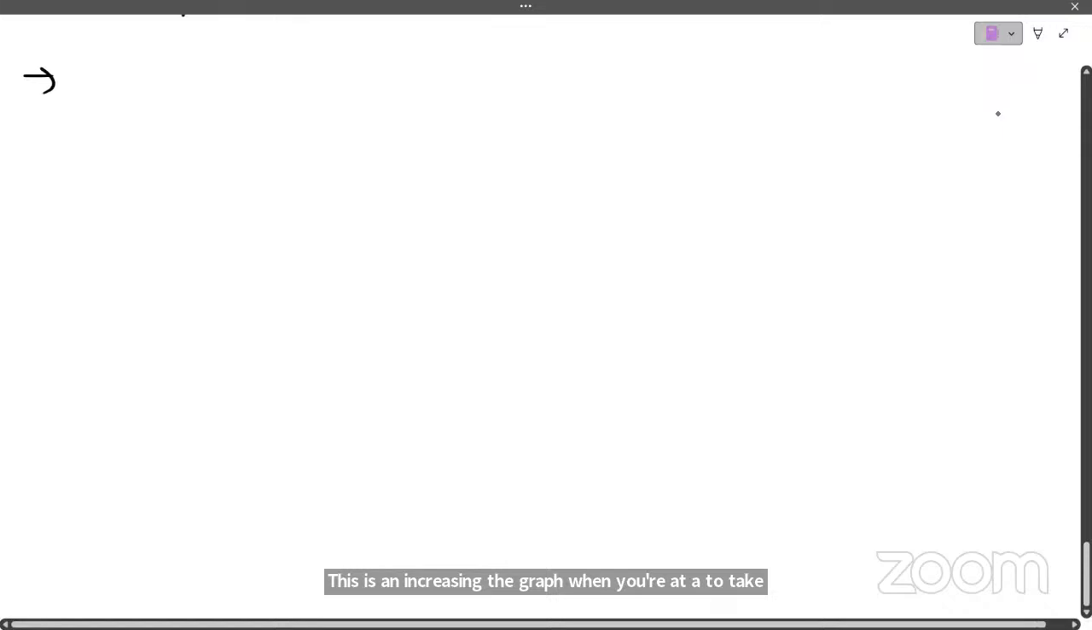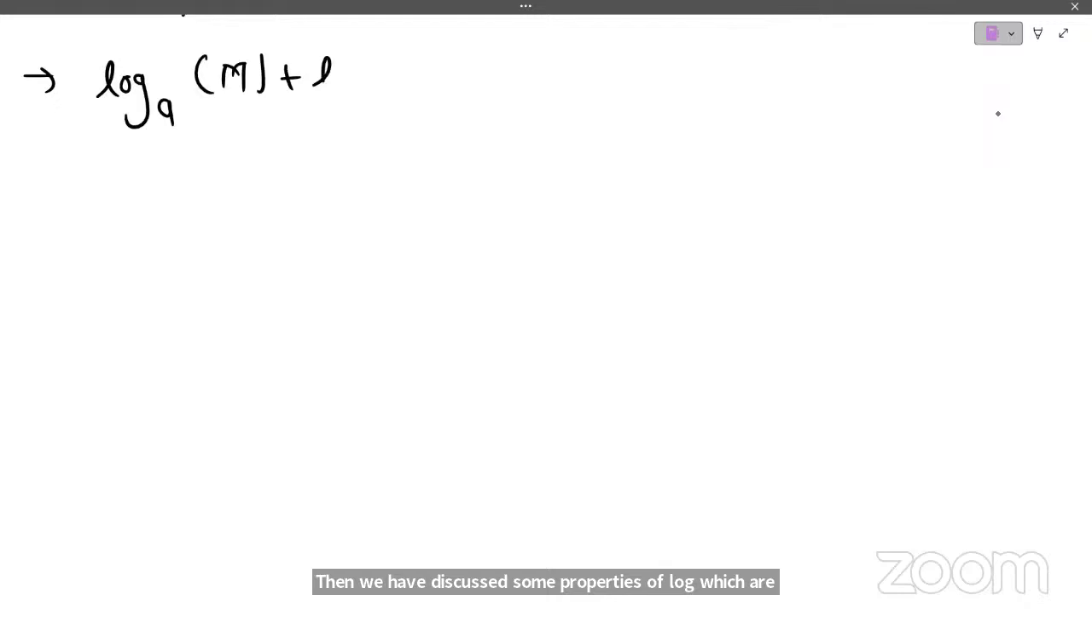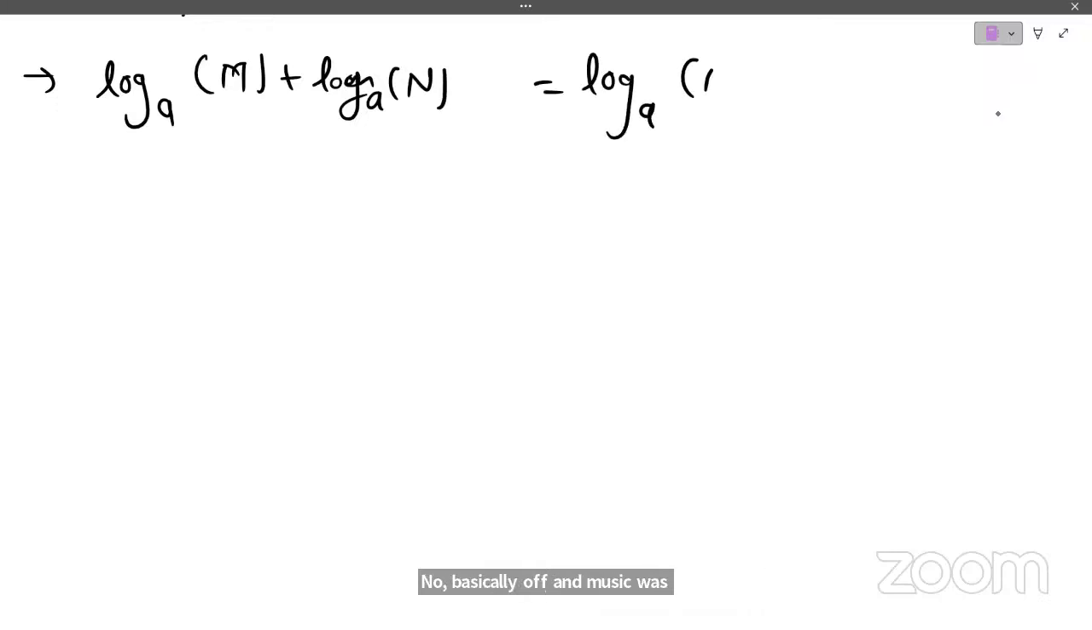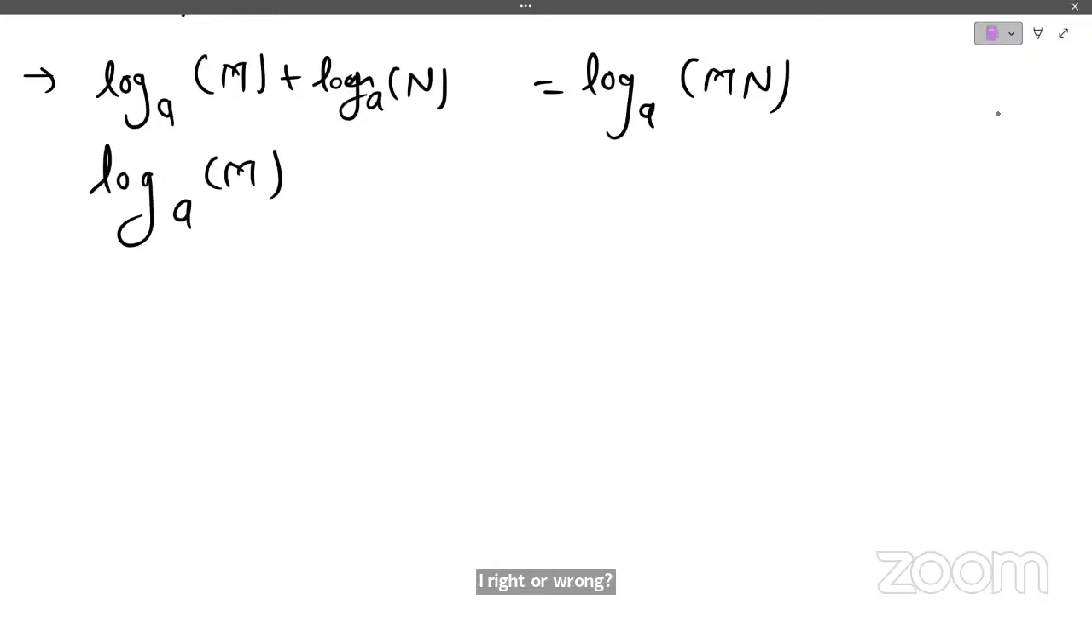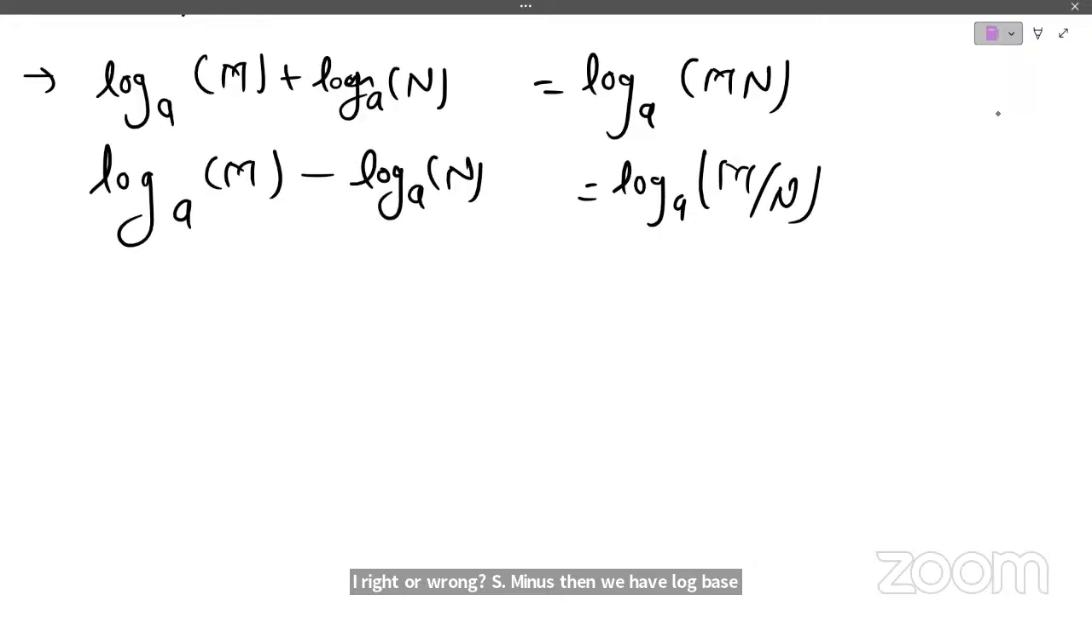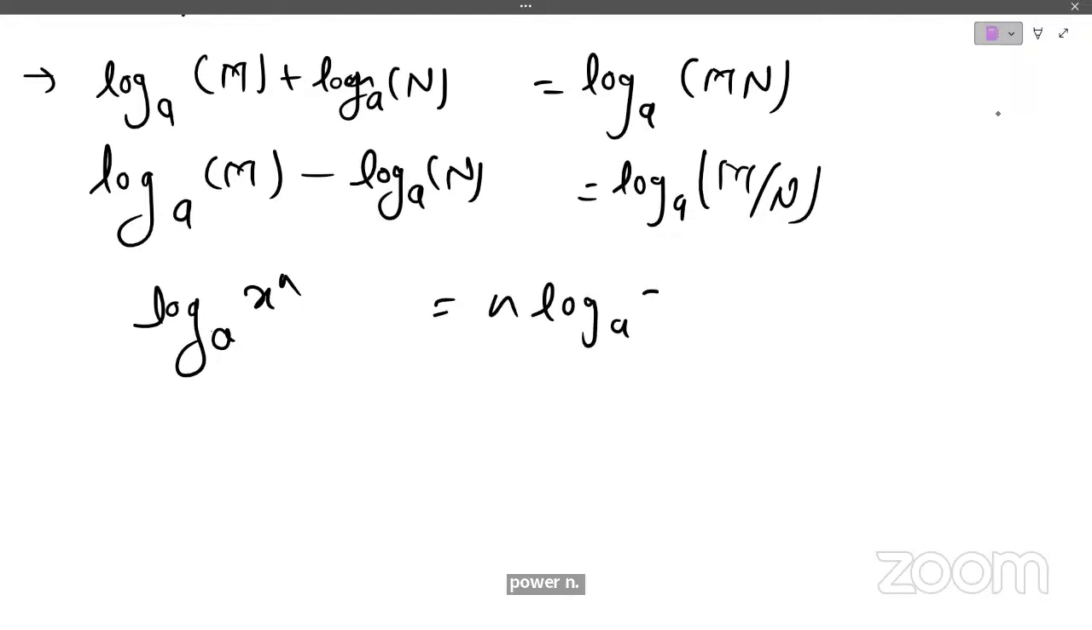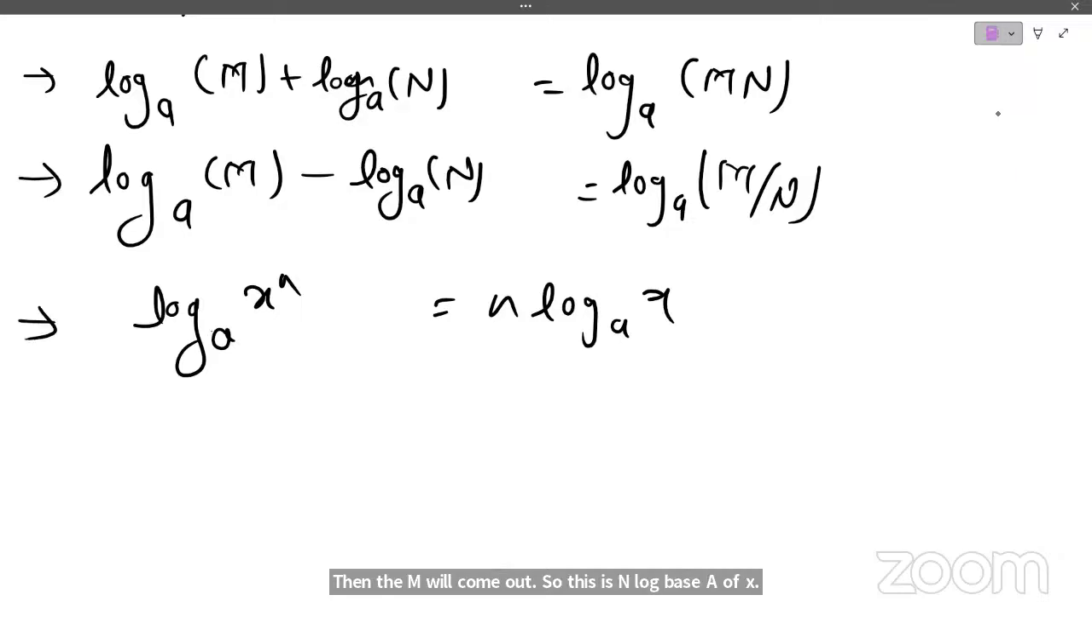Then we have discussed some properties of log, which are important. The first property is that log base a of m plus log base a of n is equal to log base a of mn, right? Similarly, log base a of m minus log base a of n is log base a of m by n. And then we have this property that log base a of x to the power n, the n will come out, so this is n log base a of x. So these are three properties.